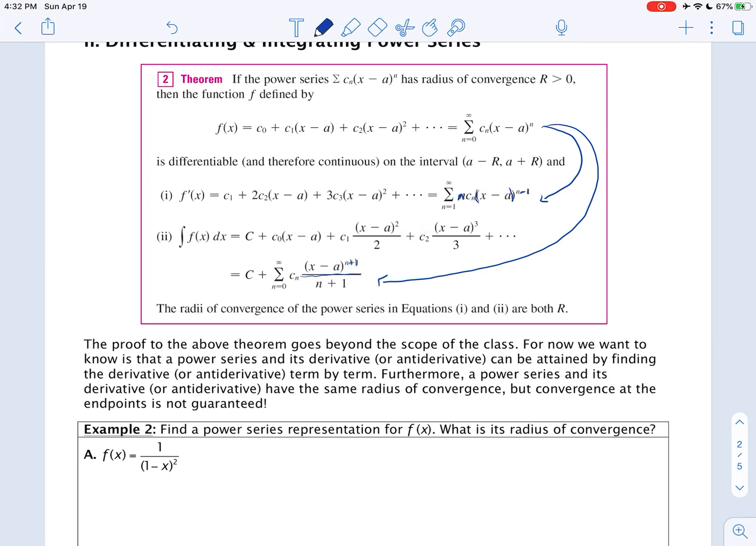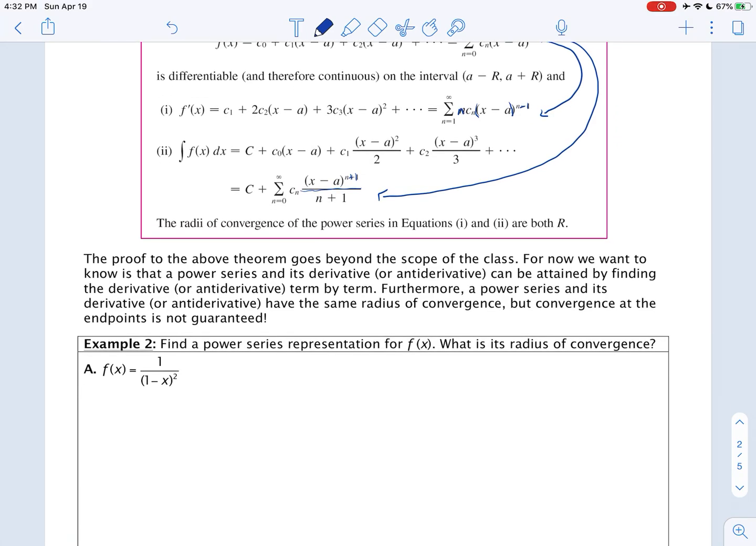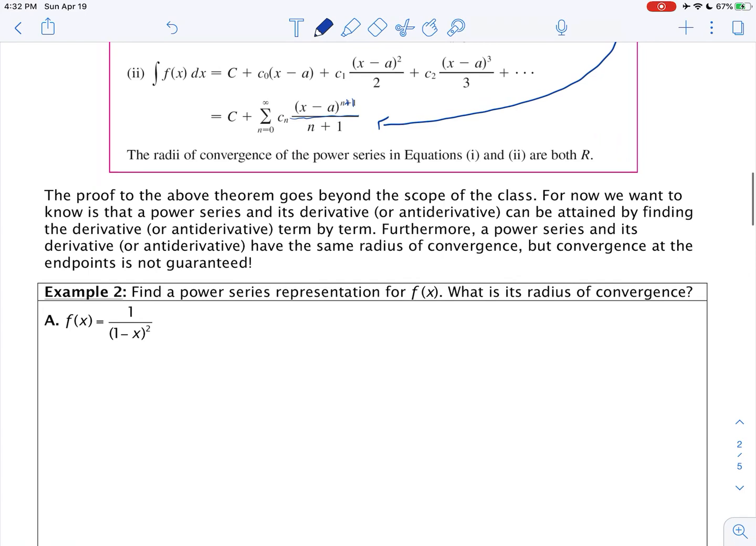It didn't say anything about the endpoints. So you will inherit the same radius, the same interval of convergence, but maybe not necessarily the endpoints. You'd have to go back and test the endpoints for convergence.